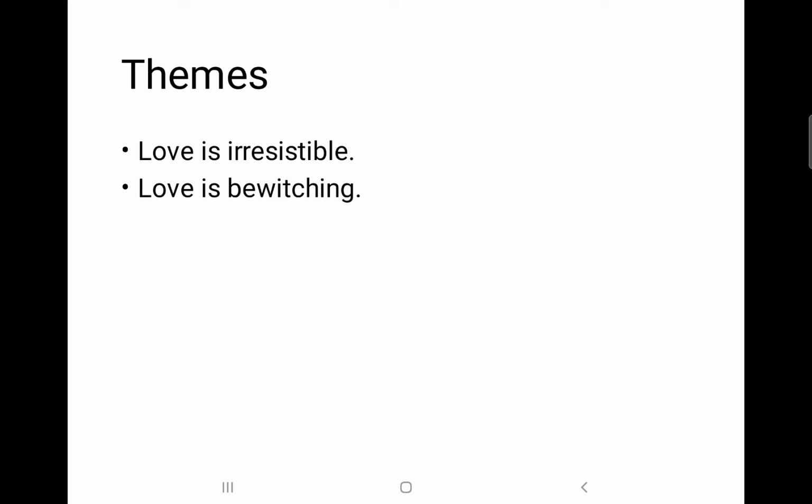Yes, you could have varying themes, varying main ideas. How do you know that your interpretation is correct? If it is based on the details of the poetry that you just read.